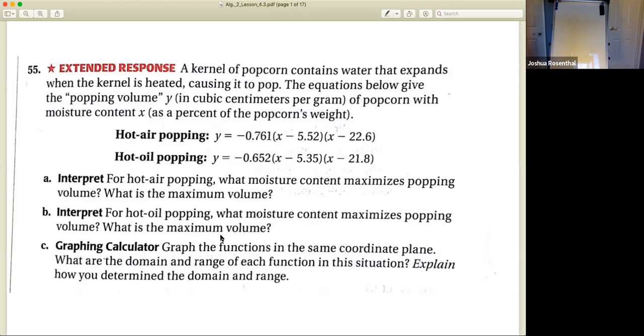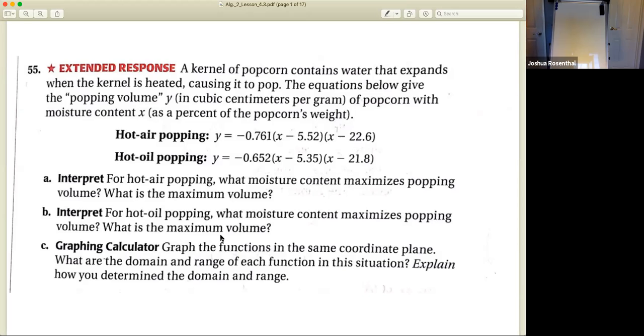Okay, let me look at the problem. A kernel of popcorn contains water. Oh, okay, so that's how it works. The water expands when the kernel is heated, and then it reaches some sort of threshold and pops. Once the pressure inside the kernel gets too much, it bursts open, and the insides come outside suddenly and cool off suddenly, so it hardens instead of exploding. That's interesting to think about, the science of popcorn. The pressure gets so much inside from the water heating up that it bursts.